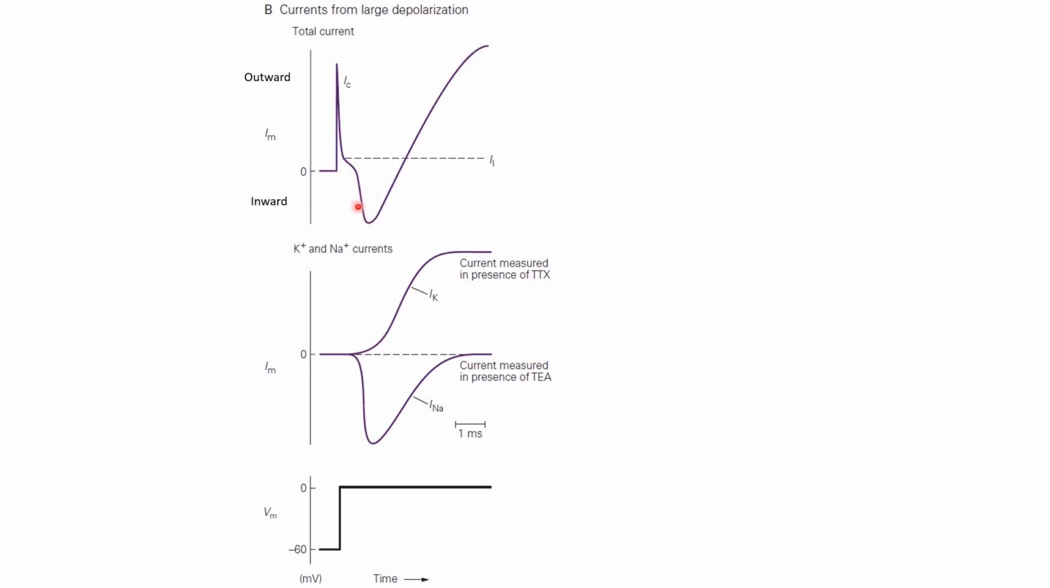So this inward current that we were seeing in the beginning is coming because of sodium channels. And this outward current that we were seeing is coming because of the potassium channels. And we can see that the sodium channels open sooner and then they also start to close. So that's why this current is increasing and then decreasing with time. Whereas the potassium channels open more gradually and then they remain open for some time.